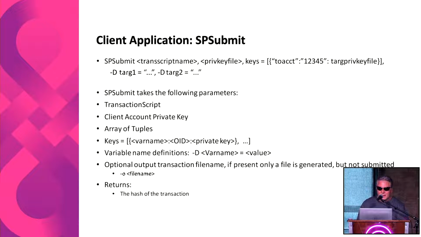The next one beyond that is just defining variables that get added to your transaction script, and I have an example of that coming. And then if you want to just generate the output of it to see what it looks like before submitting, there's obviously a flag to do that. And then it returns the hash of the transaction. So part of what you're doing when you're providing your private keys, you've got to sign against something. What it's doing is taking your transaction script, hashing it, signing that, and adding that to the end of the transaction script to verify it.